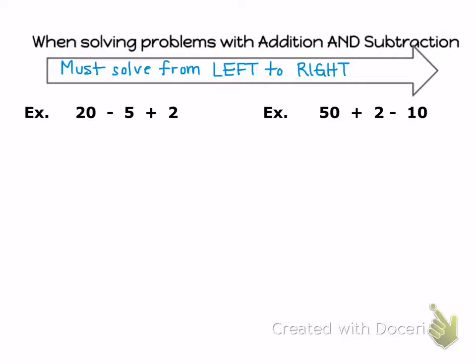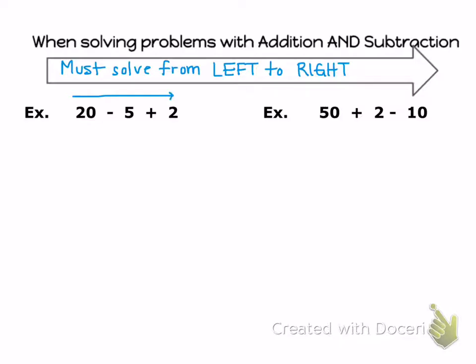Remember, if it's all addition, you can go in any order. If it's all subtraction, you have to go from left to right. So we look at this first example, 20 minus 5 plus 2, and we're thinking, okay, are there any parentheses? The answer is no. Are there any exponents? The answer is no. Is there any multiplication or division? The answer is no. So we're at addition and subtraction. Since it's a mixture of addition and subtraction, we have to go from left to right.